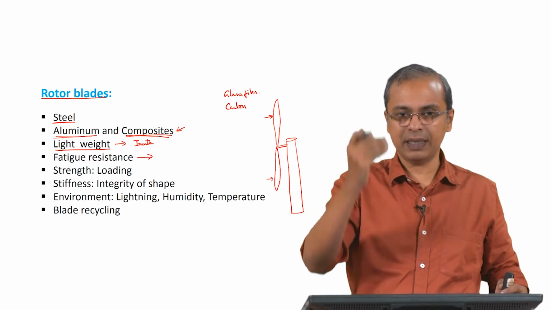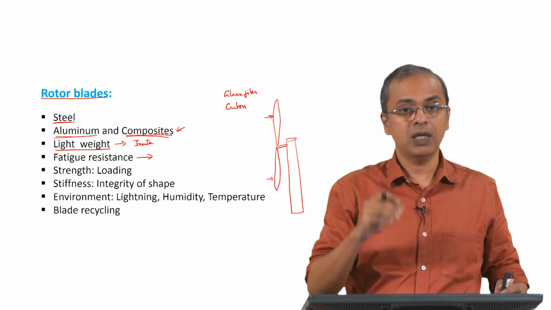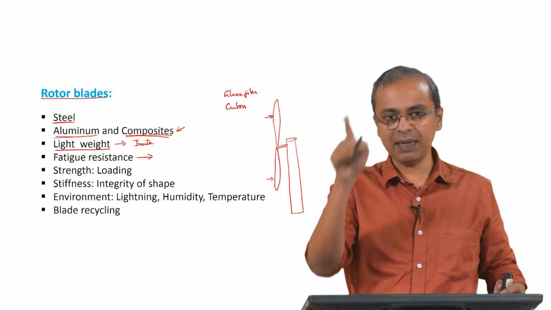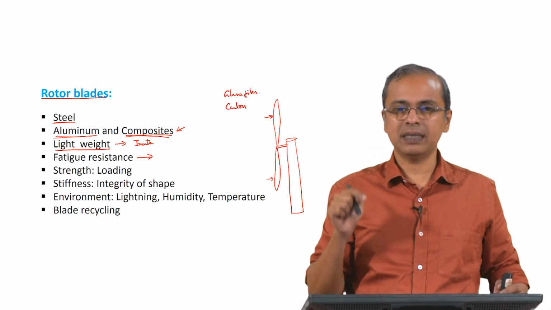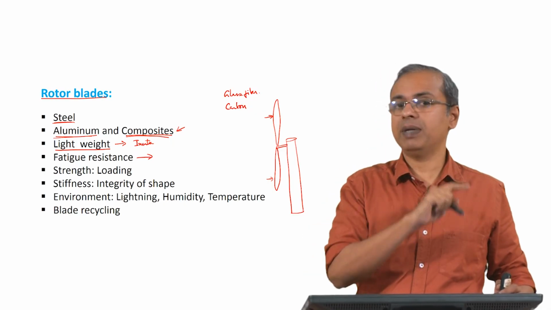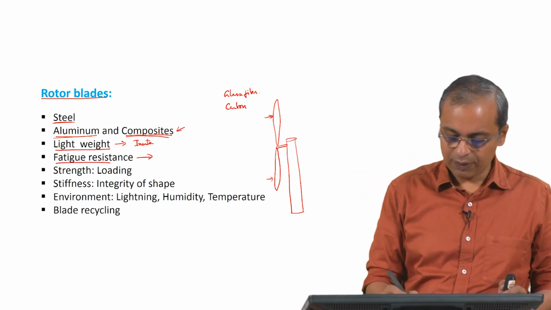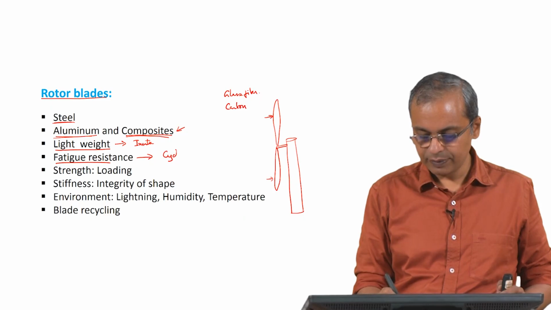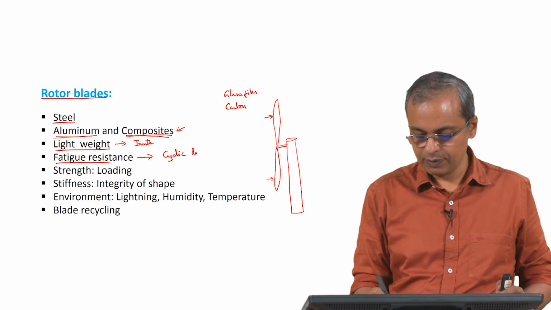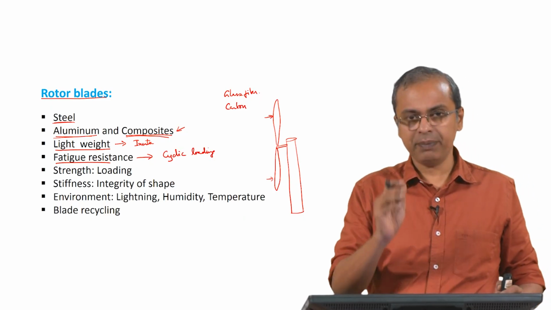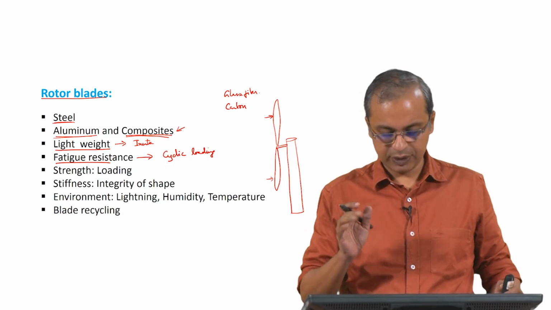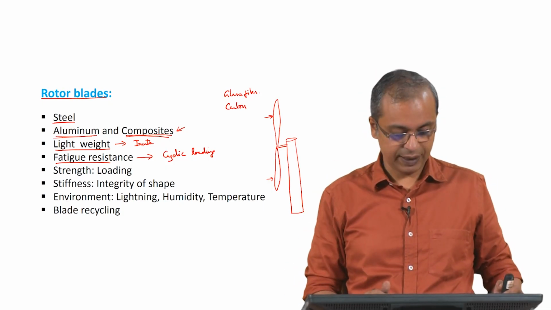You will be loaded up and then you will release the load, you will again load it up and so on. Every time it rotates once, it is going to be loaded once and released after that, and every blade is going to undergo this. So, you are guaranteed cyclic loading. If the windmill is operating, this is guaranteed to happen. So, therefore, we need to look at fatigue resistance.